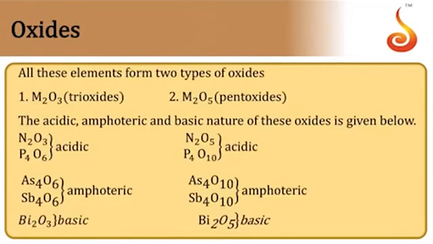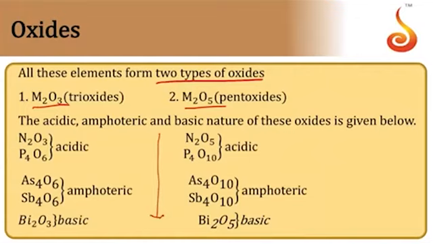All these elements form two types of oxides: trioxides M2O3 and pentoxides M2O5. And we know that down the group the metallic nature of these elements is increasing, thereby the basic nature of the oxides will be increasing down the group.